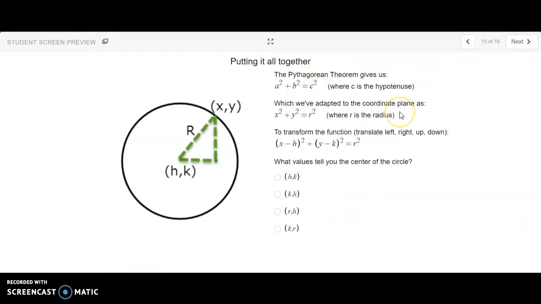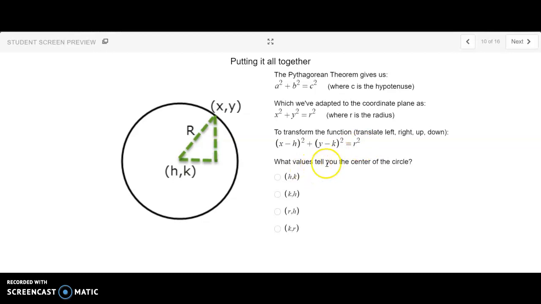All right, so when we put this all together, where do the h and the k fit? Well, they go in the parentheses next to the x and y. So instead of a squared plus b squared equals c squared, that's the Pythagorean theorem, we put it on the coordinate plane, and now we've got x squared plus y squared equals r squared, and that's the simple version. But as soon as we start moving that circle, translating it left, right, up, or down, now we have (x minus h) squared, where h tells us if it moves left or right, plus (y minus k) squared, where k tells us if it moves up or down, equals r squared, where r is the radius, which tells us how big the circle is.